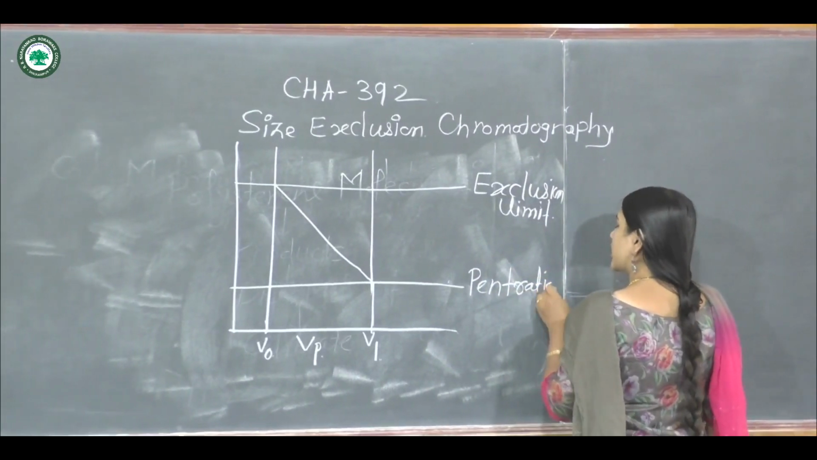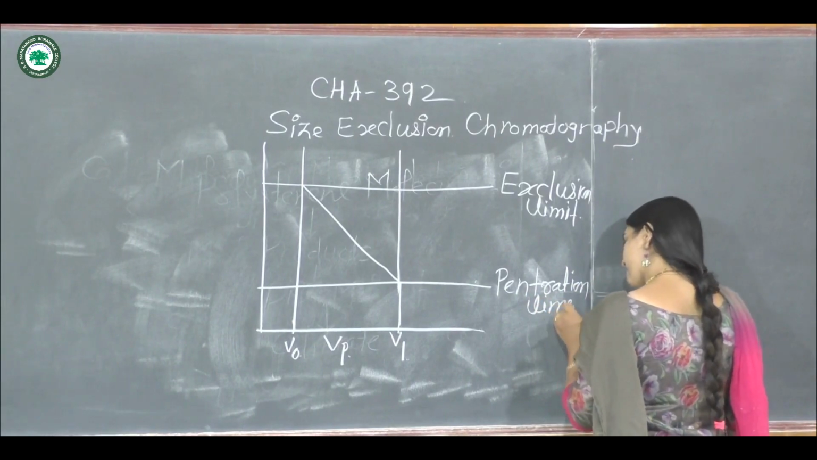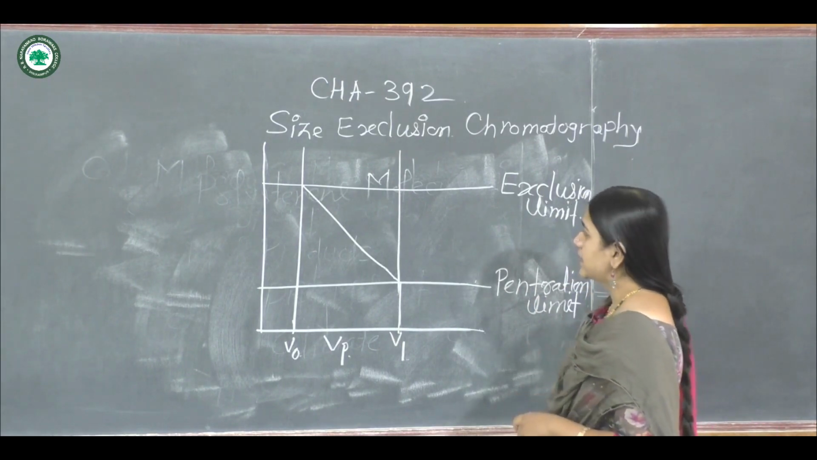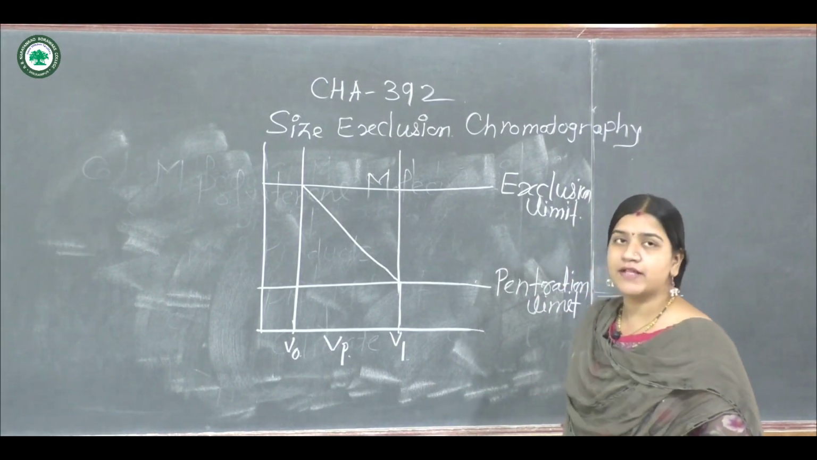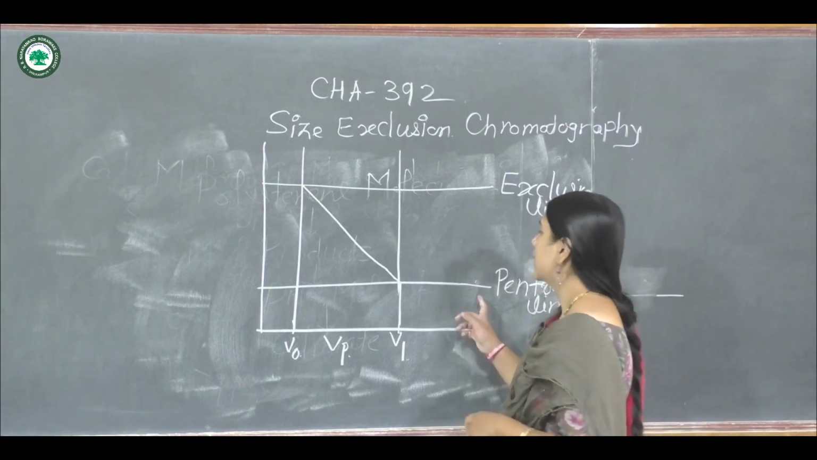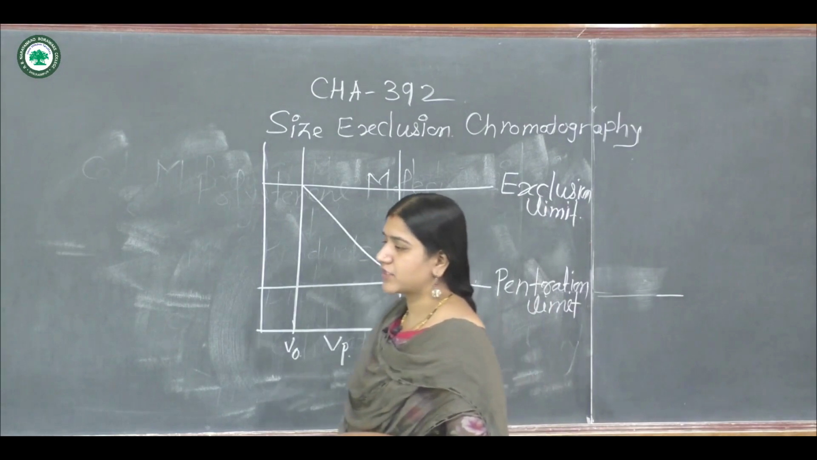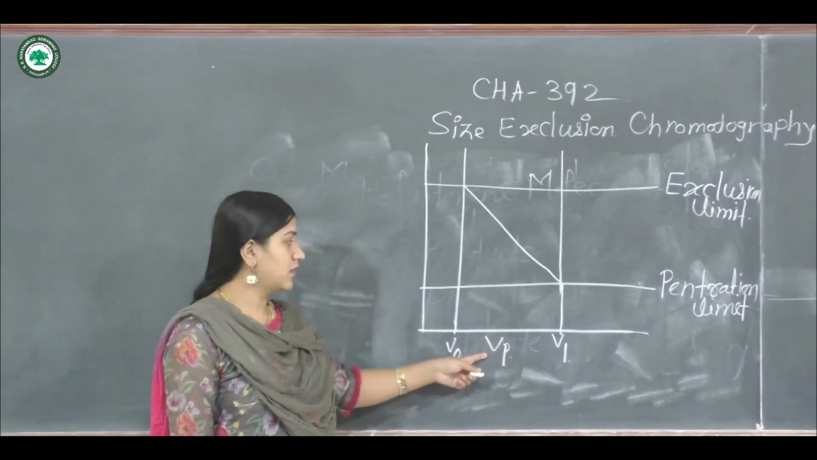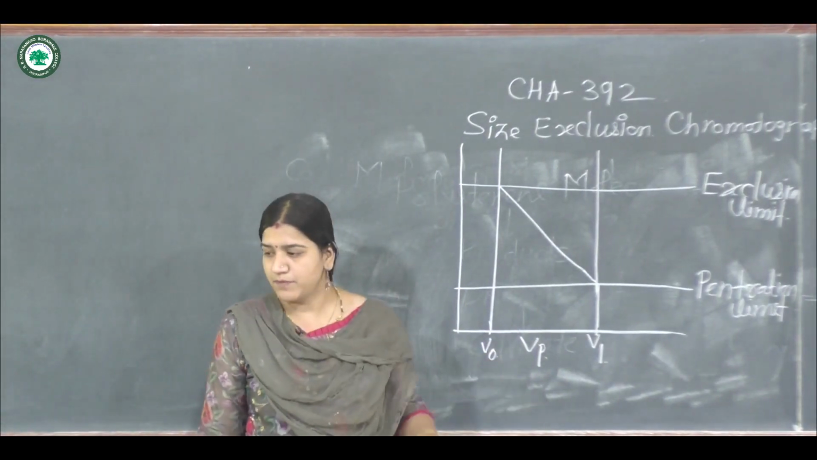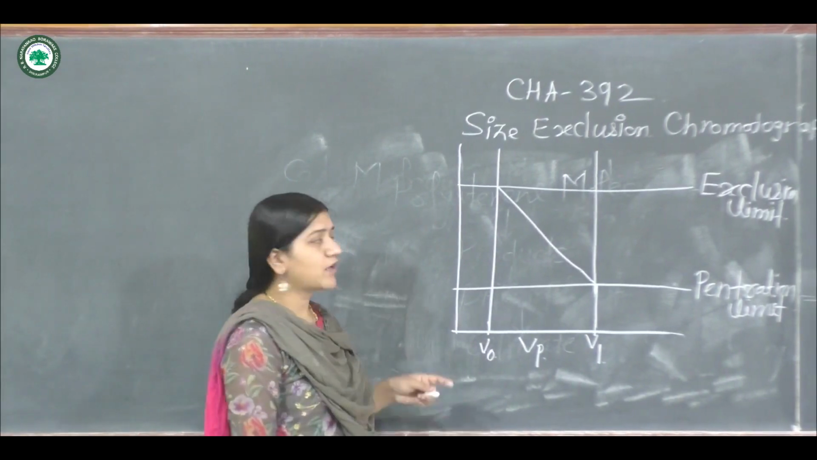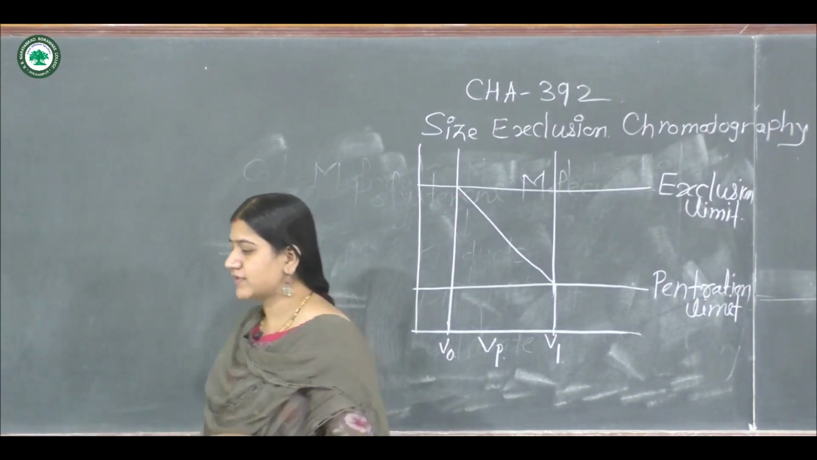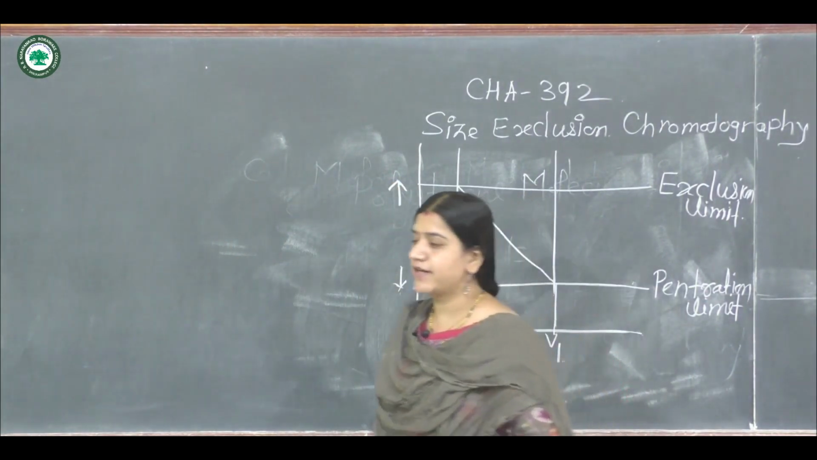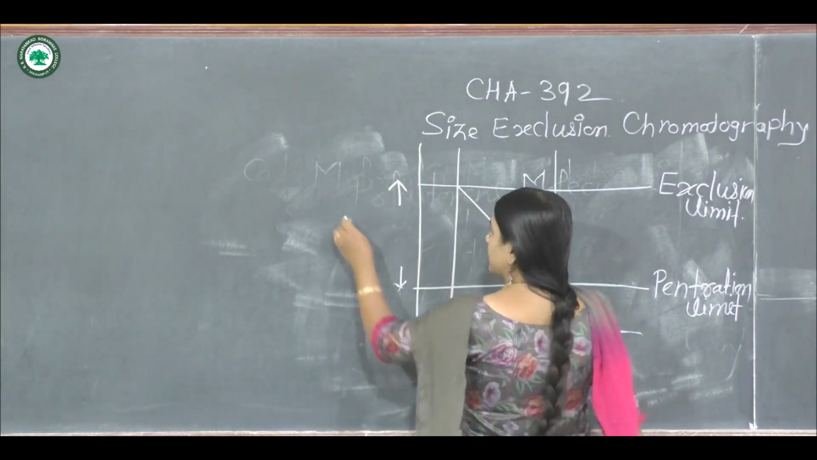So the smaller molecules can be easily accessible through the pore volume, so that they can penetrate through the volume. So this line represents the penetration limit, the difference between V0 and V1, that is Vp. This line represents the Vp. Now if you compare in terms of the molecules, what is the case? This area is important. Here the separation is carried out according to the molecular size.